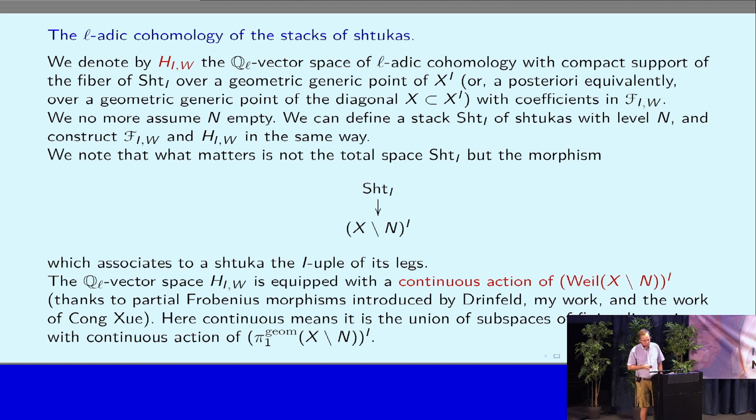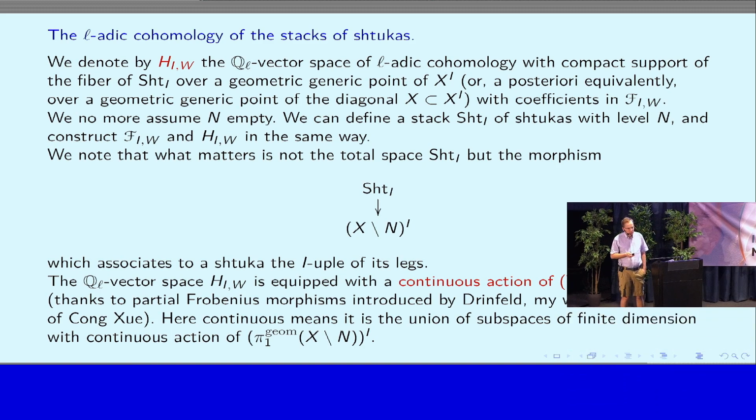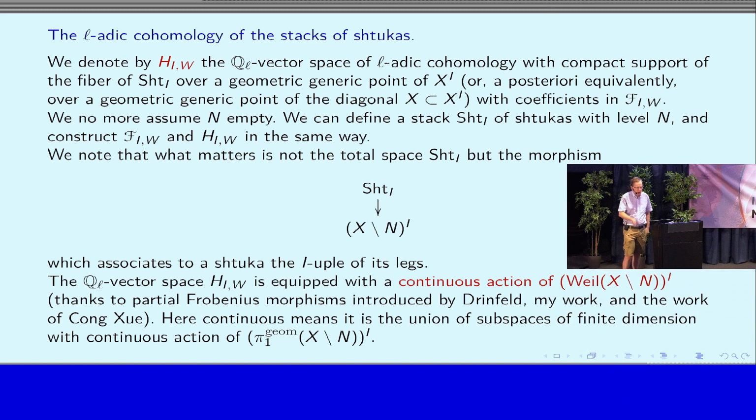And we define a sheaf on Shtukas as a pullback of this Satake sheaf on M_I. And then we take the Ladic cohomology of Shtukas with compact support with coefficients in F_I^W. In fact, we take the cohomology of the fiber, the inverse image of a point of X to the I. The point is either the generic point or the geometric generic point of the diagonal. A posteriori, we obtain the same result. And when N is non-empty, we can define a stack of Shtukas with level N and construct H_I^W in the same way.